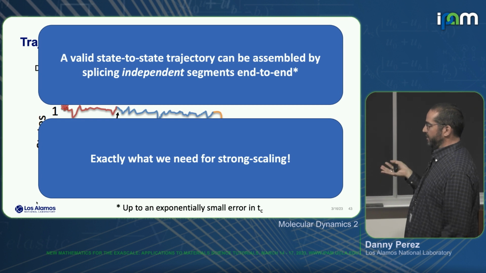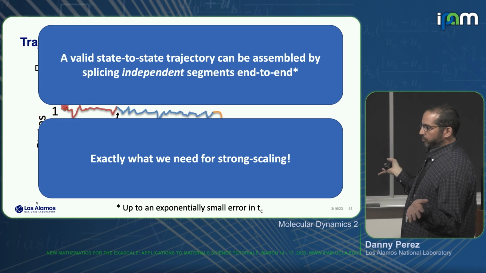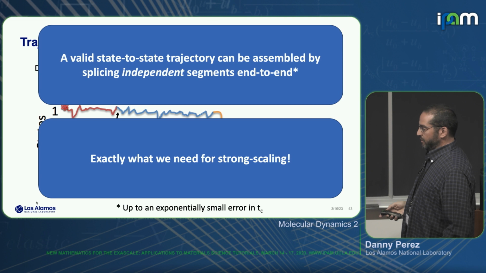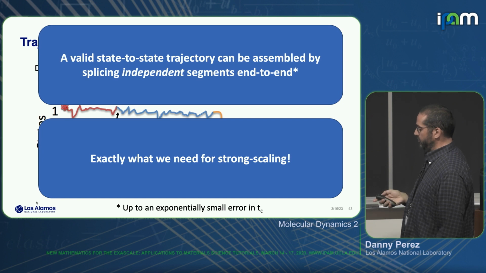Okay, so this gives us the ingredients we need for strong scaling, right? The first ingredient was that they have to be independent from one another because I don't want to spend my time communicating. So we checked that box. And the second one was accuracy. We also checked that box. We have a knob to control this, so we're in good shape.